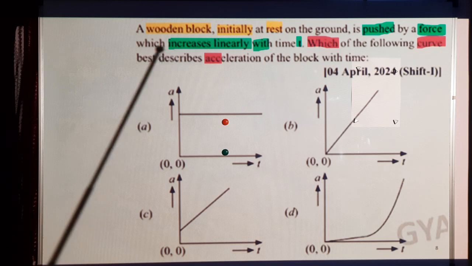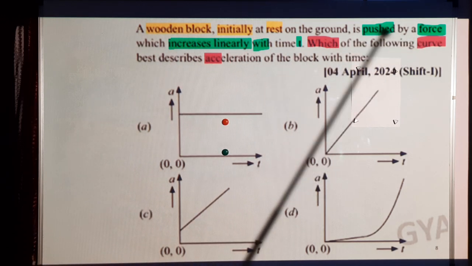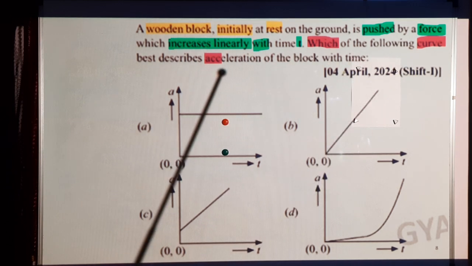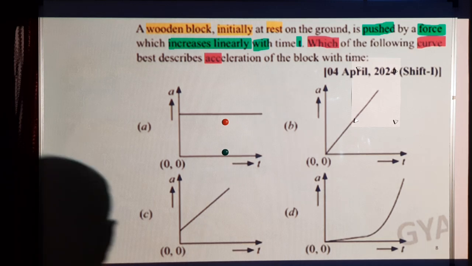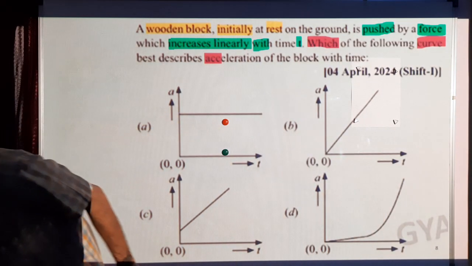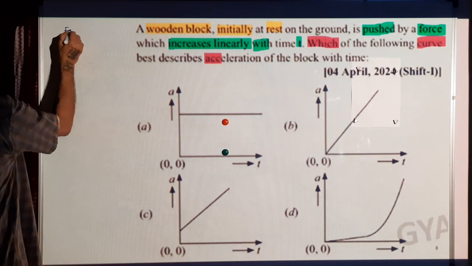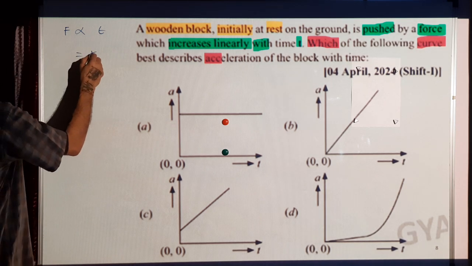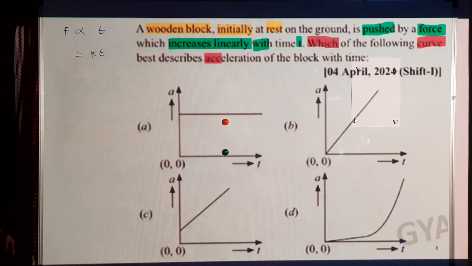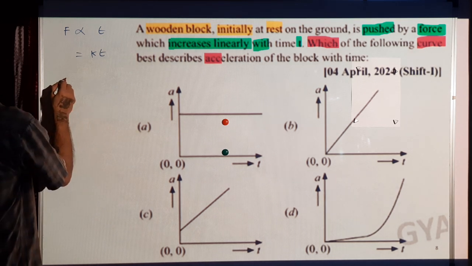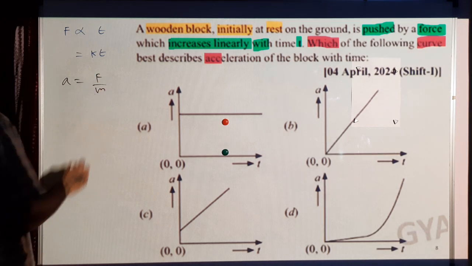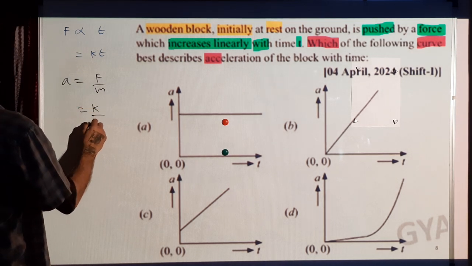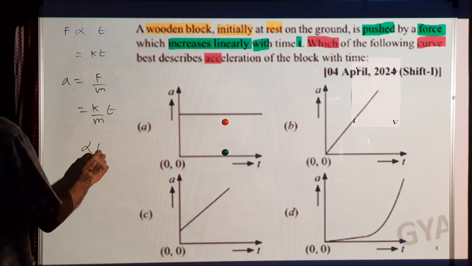Next question. A wooden block initially at rest on ground is pushed by a force which increases linearly with time t. Which of the following curves best describes acceleration of the block with time? So force increases linearly with time. So when time increases, force will increase. So this is equal to some constant, say k into t. And acceleration is force by mass, Newton's second law. So this is nothing but k is a constant, mass is also a constant, k by m into t. So acceleration is also proportional to time.